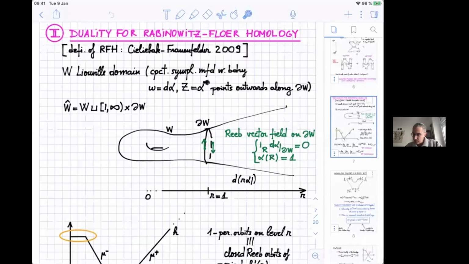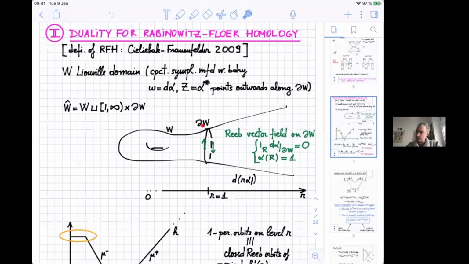So, Rabinowitz-Floer homology. This is an object that was defined by Kai Cieliebak and Urs Frauenfelder in 2009. The definition that I will give will nevertheless be different from the original one, and it is phrased more in symplectic homology terms. In any case, the setup is that of a Liouville domain, which is a compact symplectic manifold with boundary, so that the symplectic form is exact. I denote alpha the primitive, and what we call the Liouville vector field, i.e. the dual of the primitive with respect to the symplectic form, points outwards along the boundary.